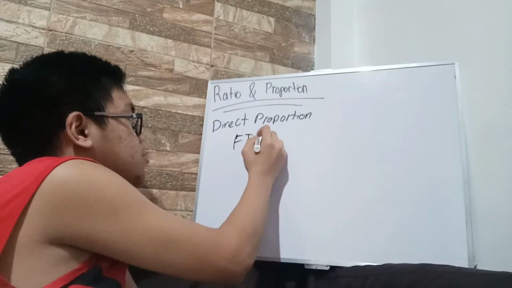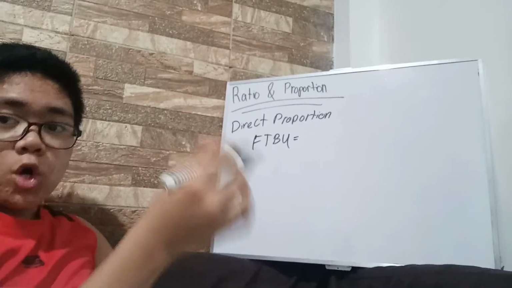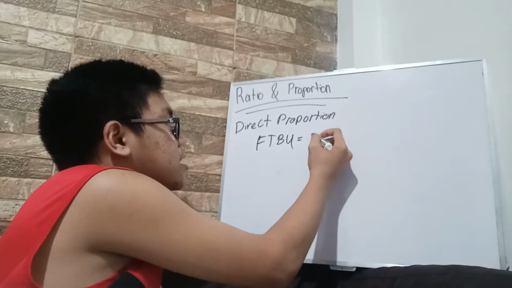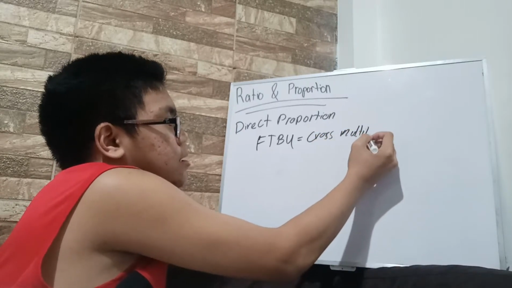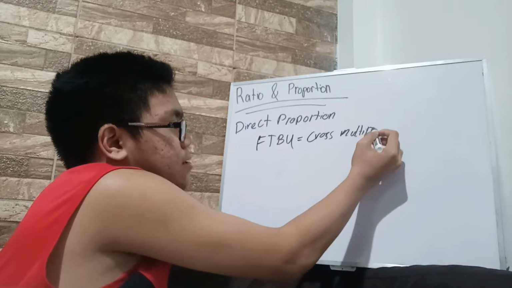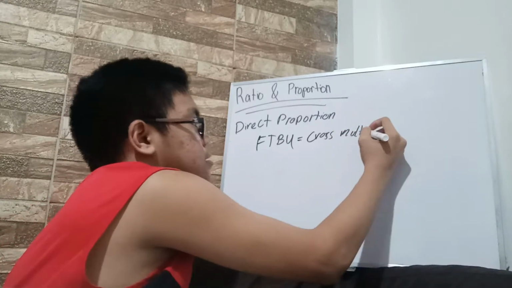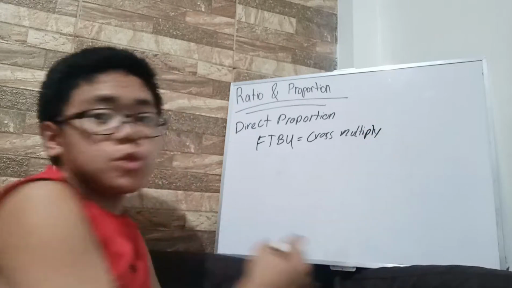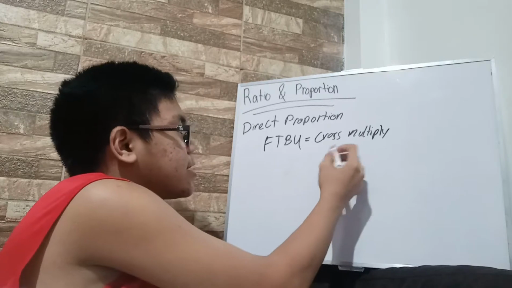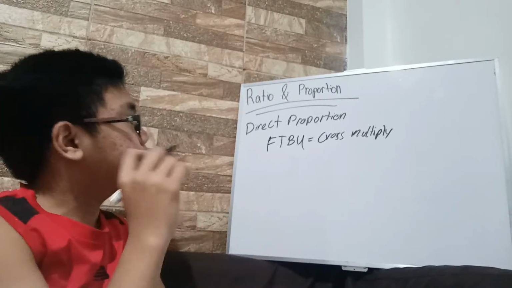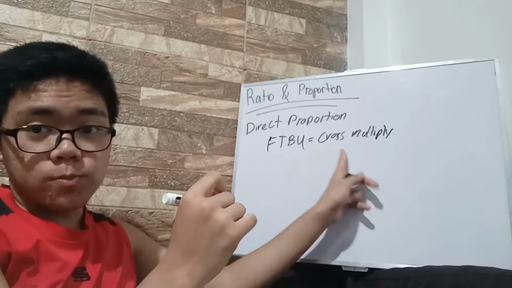The formula to be used is the cross multiply. Cross multiply, or we can call that the butterfly method. So for the direct proportion, the formula to be used is cross multiply.